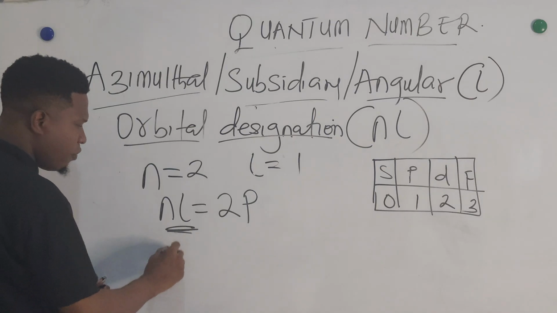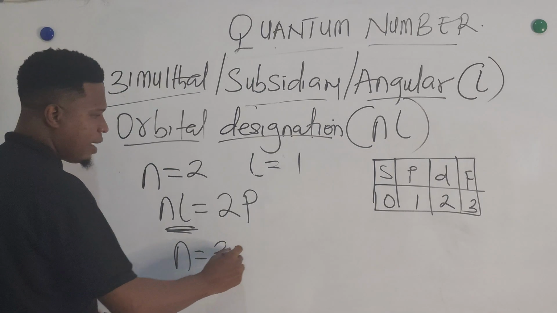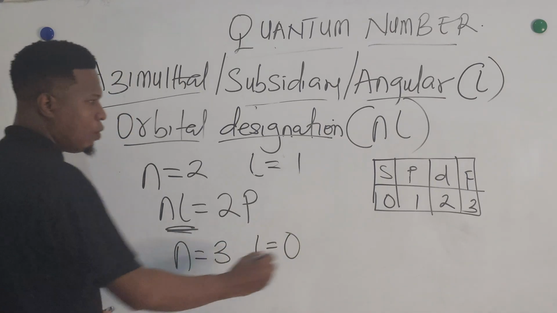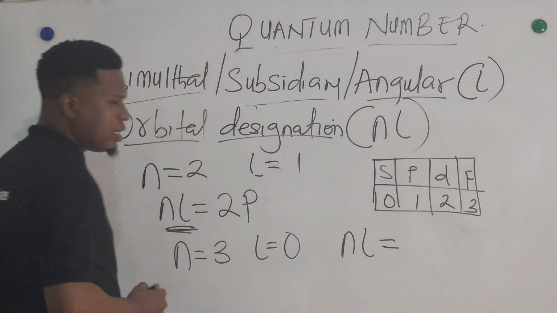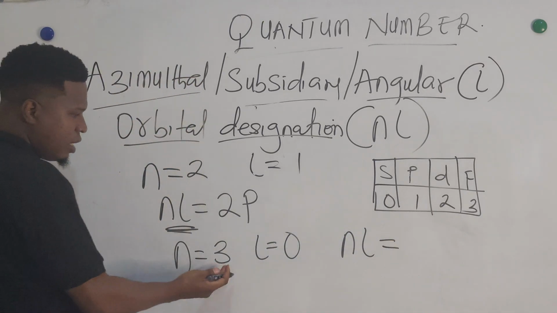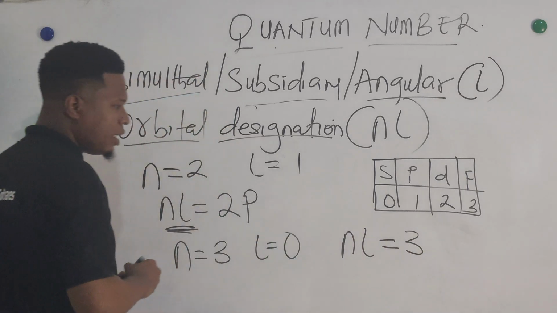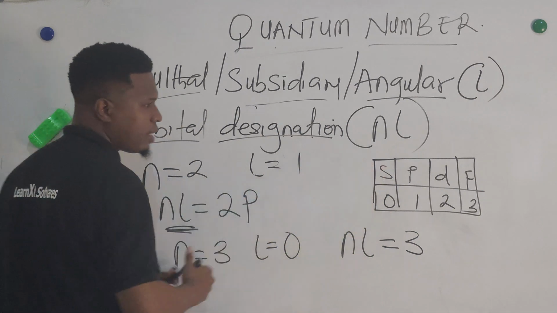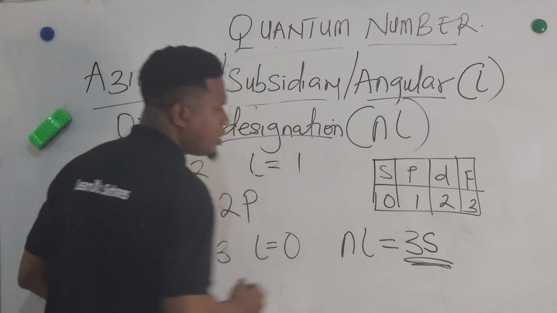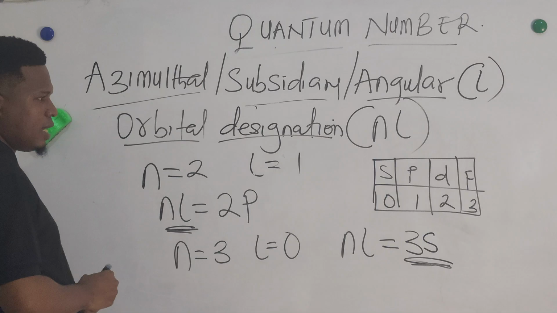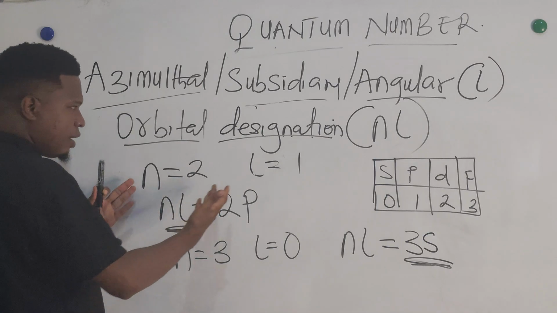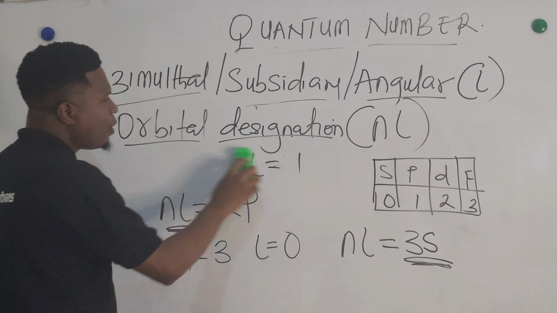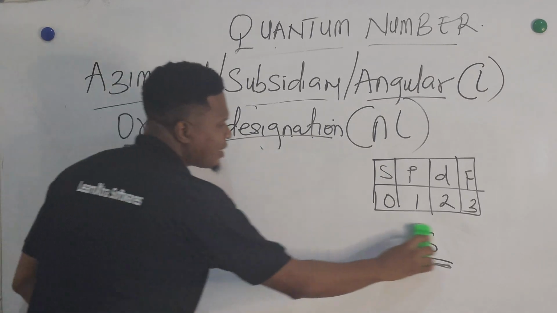Let's try again. If n is equal to 3 and l is 0, and you are asked what the orbital designation nl is, you repeat the principal number, it remains like that. For the azimuthal, look at the table. What is 0? 0 is s. So the orbital designation is 3s. Now, this one is for a specific azimuthal and specific principal quantum number.